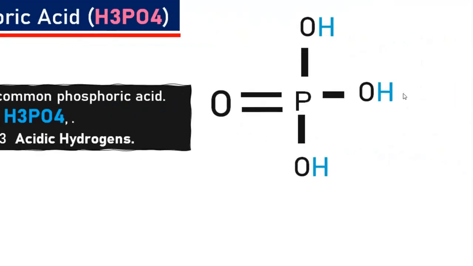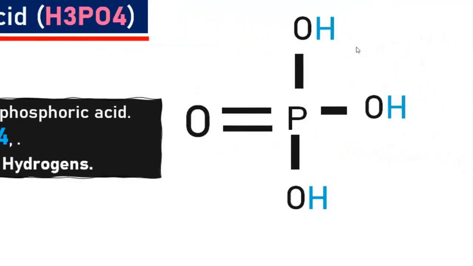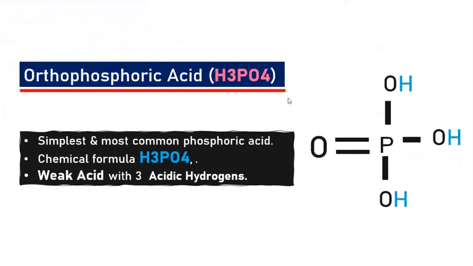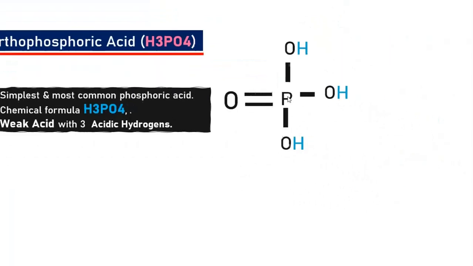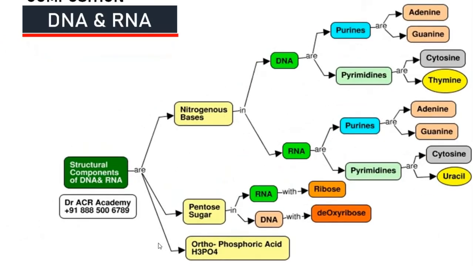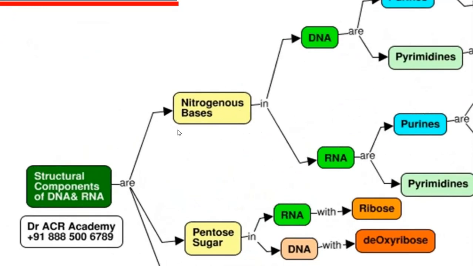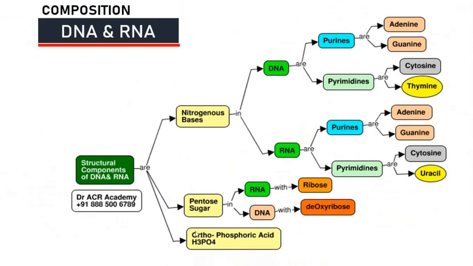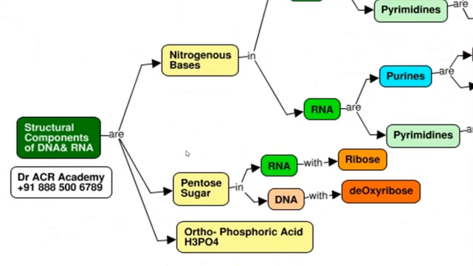In the normal condition, usually these hydrogens will be removed, deprotonated, and that gives the negative charge for the molecule. Overall, this phosphate component of the nucleotide is responsible for giving the negative charge. See, the 3 important components of the nucleic acids are the nitrogen bases, the pentose sugar, and orthophosphoric acid.